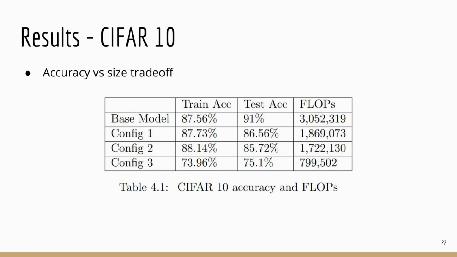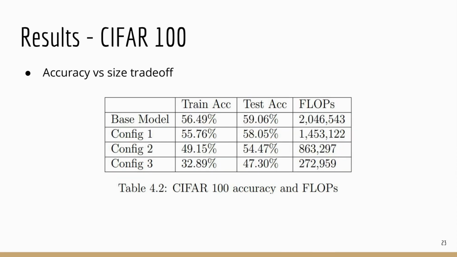And this is exactly what we can see in the results. For the results of CIFAR-10, we can see the test accuracy of the base model starts at 91%, which is the best accuracy. And then with each configuration, it reduces the test accuracy a little bit. However, looking at the floating point operations, it starts with 3 million and goes down to 800,000. So this is exactly what we were expecting, and we can see the same results in CIFAR-100, starting with 59% and down to 47%. However, looking at the floating point operations, starting with 2 million, we're able to reduce it to only 272,000.